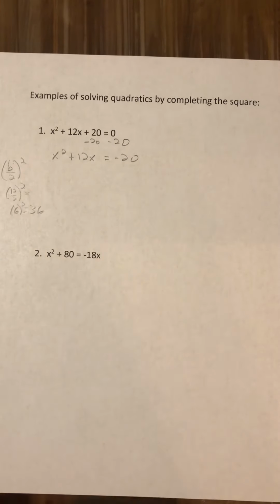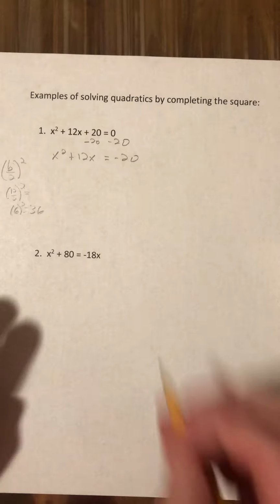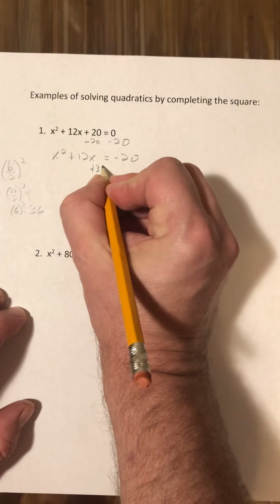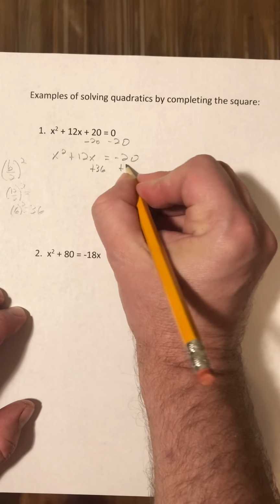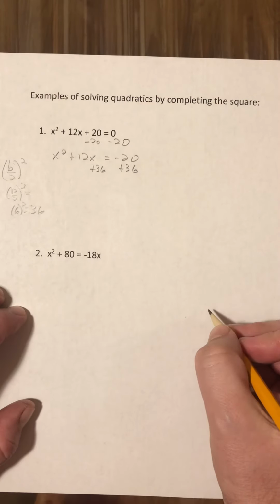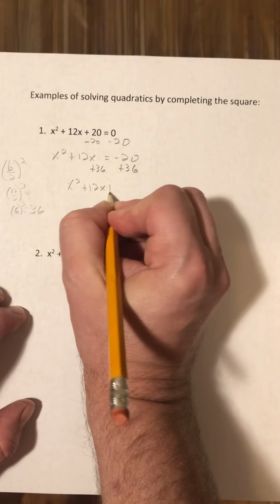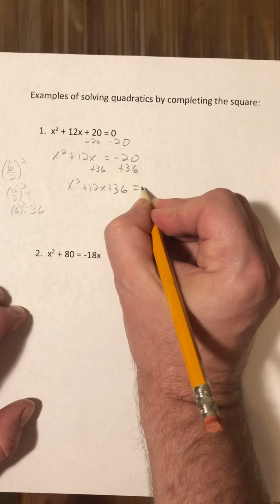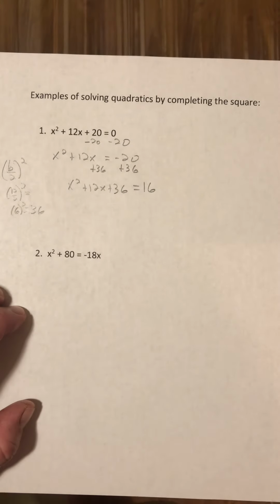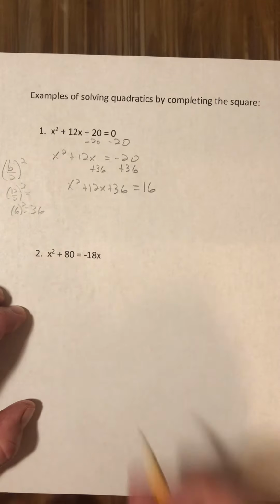Well, now that I'm dealing with an equation, what I need to do is add that term to both sides, because to keep it equal, if I add the same thing to both sides, it stays equal. So I'm going to add 36 over here, which means I need to add 36 on this side of the equation. So now that's going to give me x squared plus 12x plus 36 equals 16. All right, now this is a perfect square trinomial.